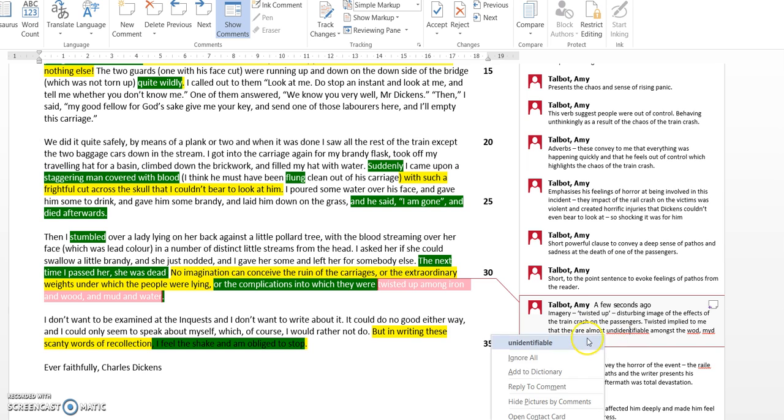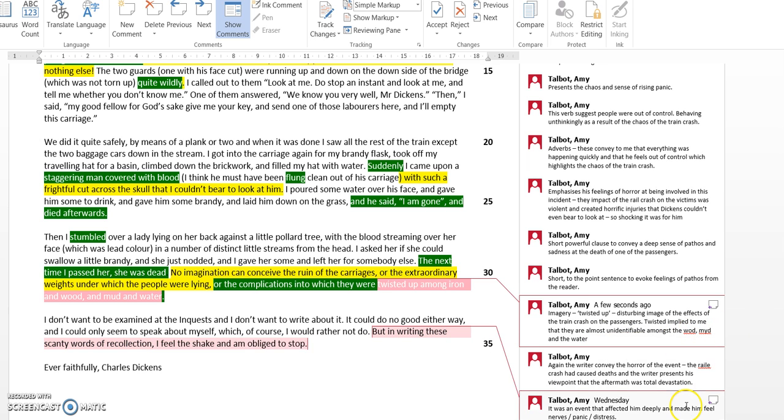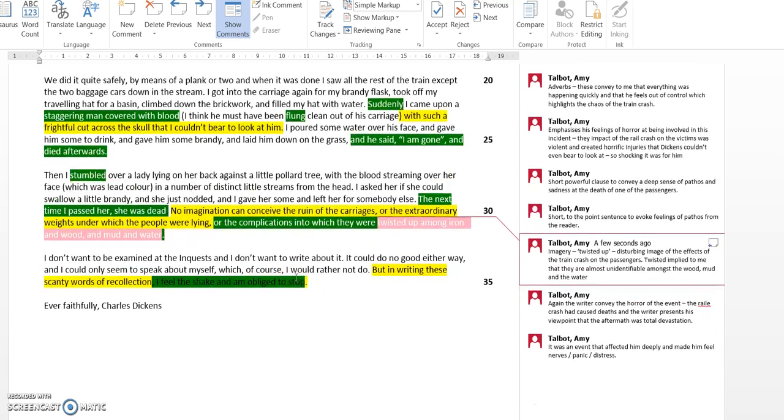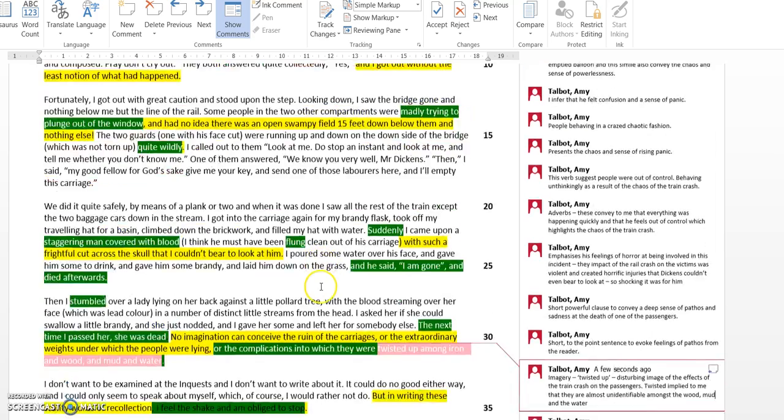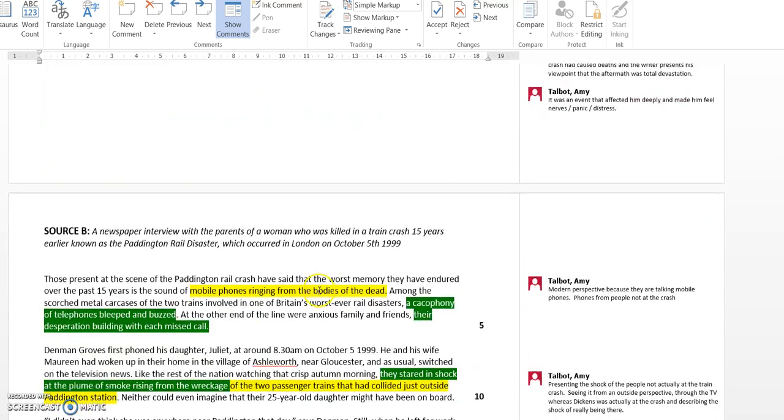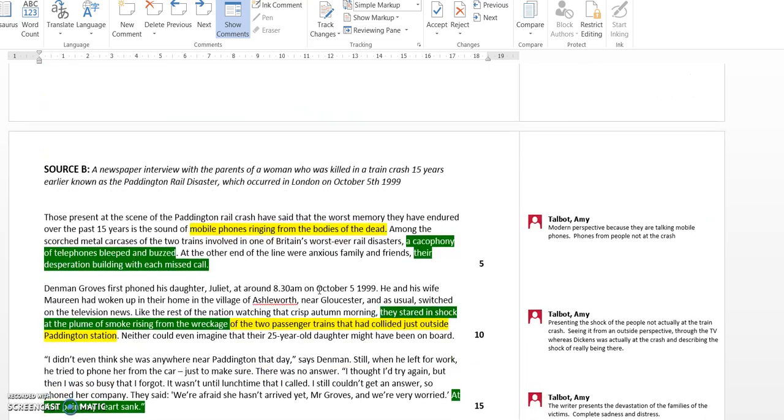Do forgive my typos. I'm trying to type quite quickly. Okay. And the mud. Okay, so that just gives across that kind of disturbing image of the aftermath of the train crash.